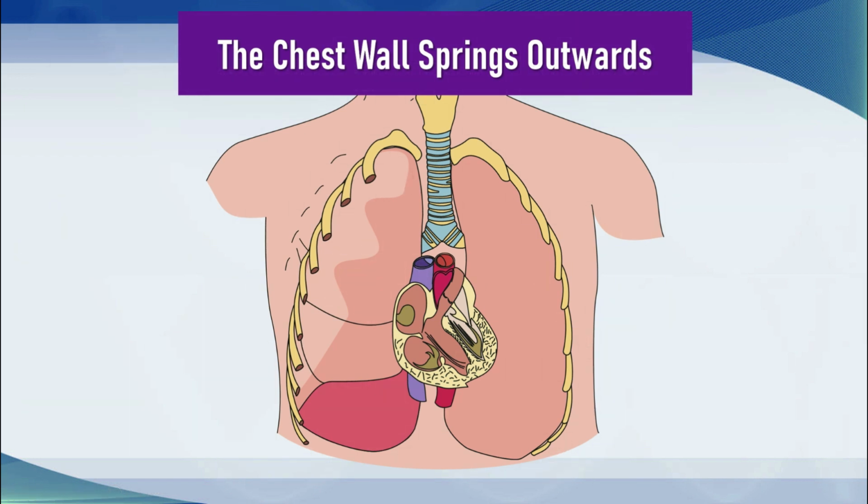The chest wall has a tendency to spring outward, so it's like it's ratcheted down and it wants to move in an outward and upward direction.